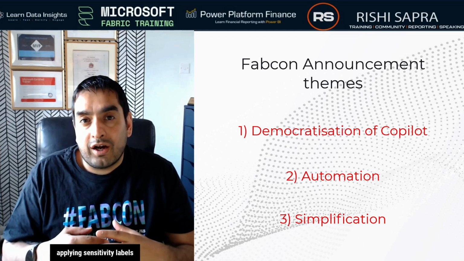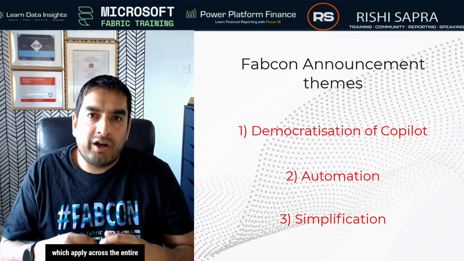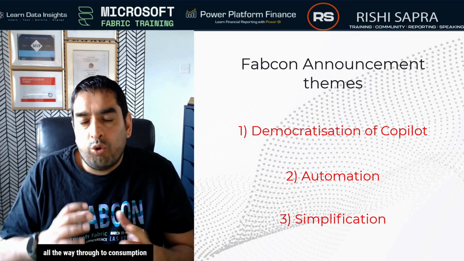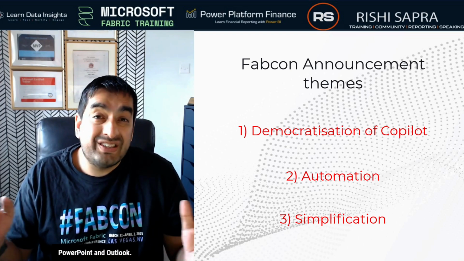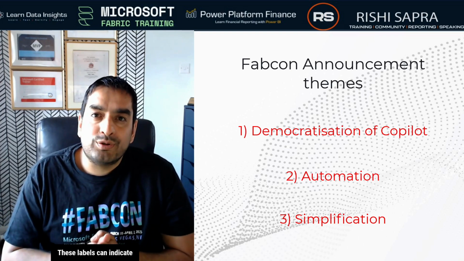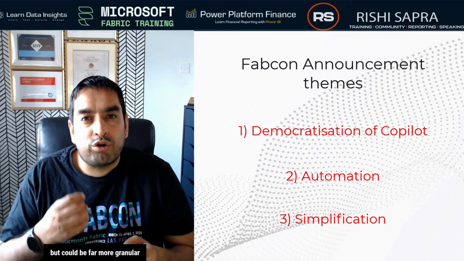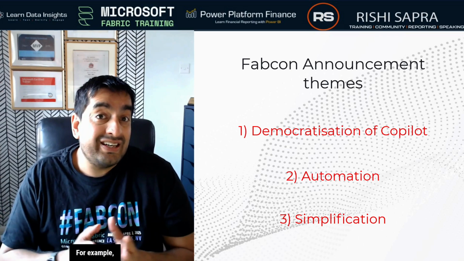In particular, applying sensitivity labels to items in Fabric, which apply across the entire Microsoft suite, from source systems all the way through to consumption in tools such as Power BI, Excel, PowerPoint and Outlook. These labels can indicate not just whether data is confidential or not, but can be far more granular, to have labels where only a specific set of users can see it, for example.